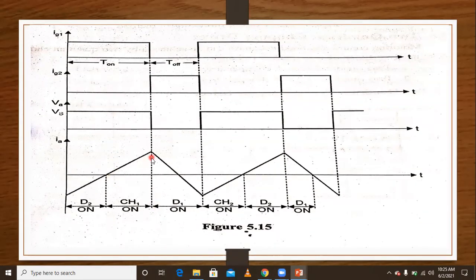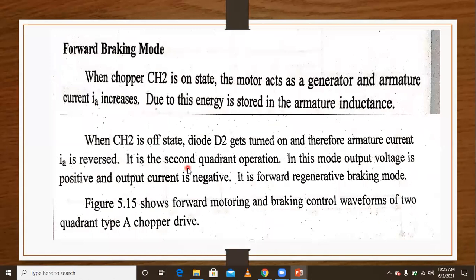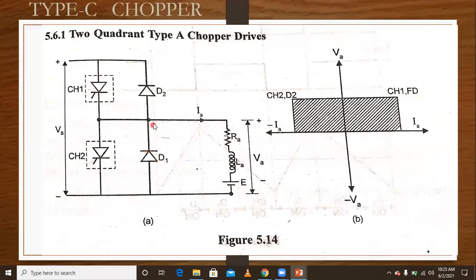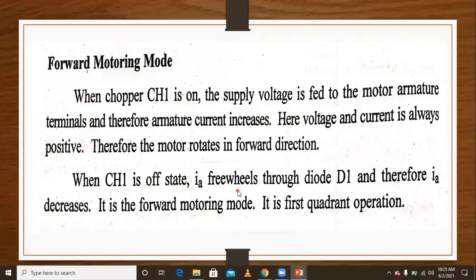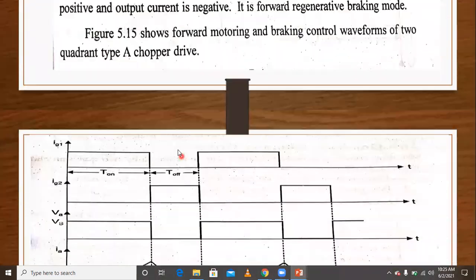When chopper CH1 is turned off, the triggering pulse is removed, and the chopper CH1 is turned off. During the turn-off condition, the current freewheels through the diode D1. Understood? The current freewheels through diode D1, and then the armature current decreases. So the armature current is decreasing like this.